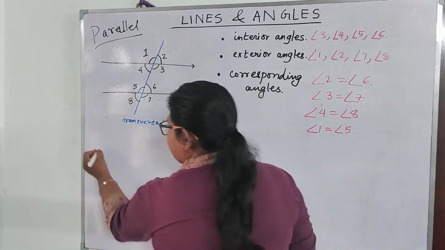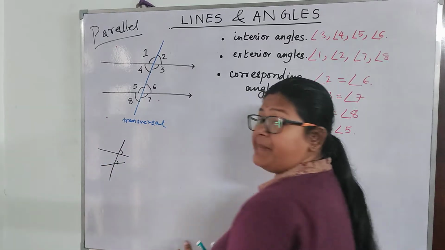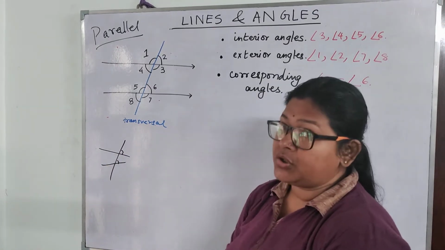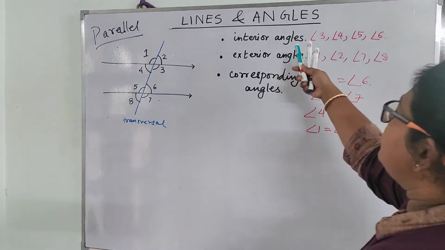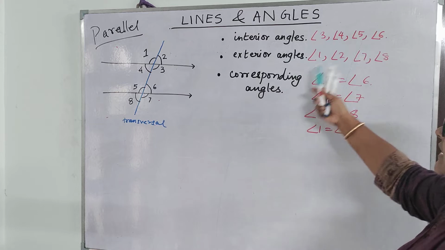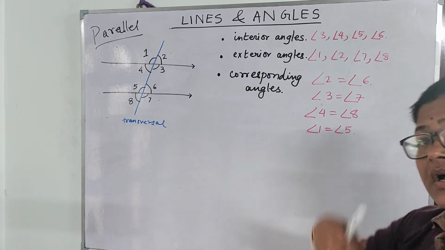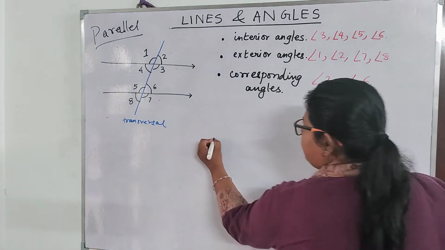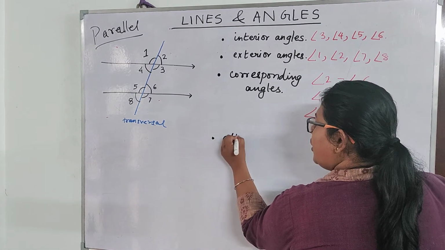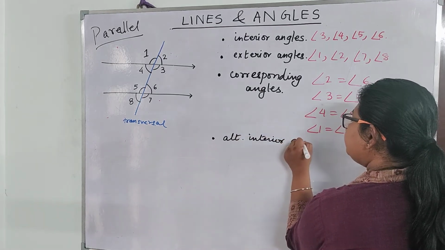In this kind of line, if you have this kind of line, I can never say that these angles are parallel. No, it is not true. Okay? Now, we learnt about interior, we learnt about exterior, we learnt about corresponding angles which face the same side. Okay? Now, my next point is alternate interior angles.